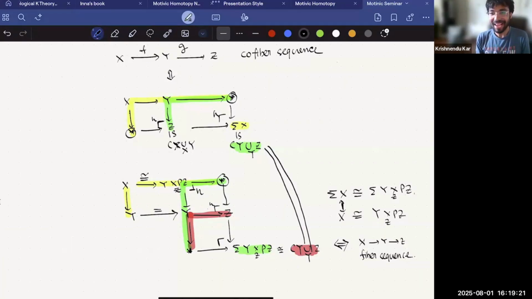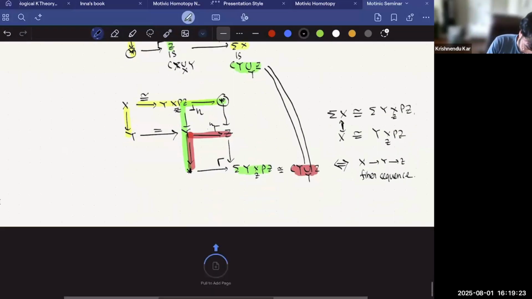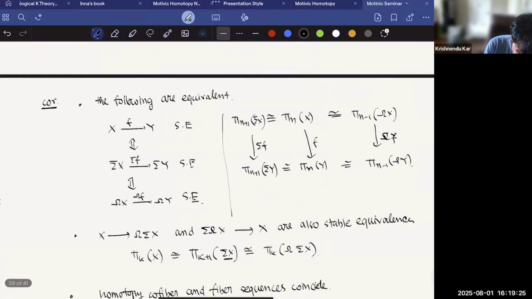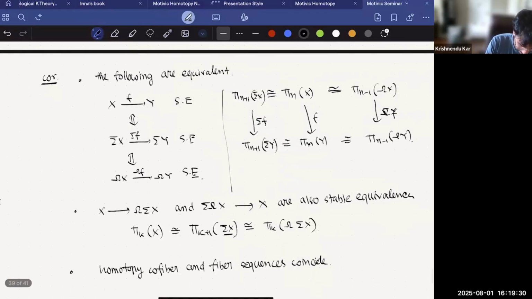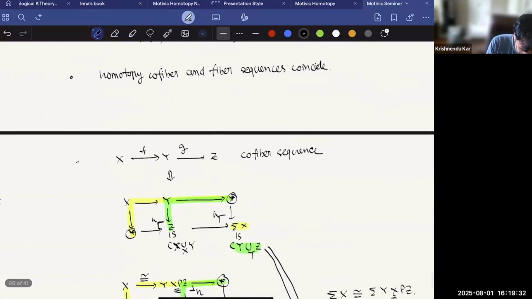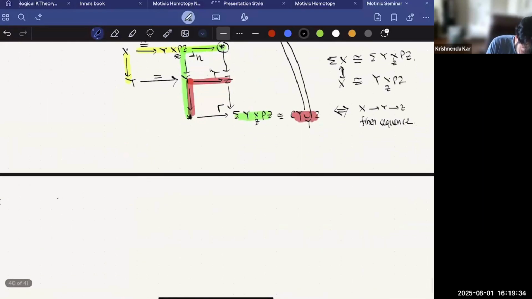Now, if I have this, then I have something more. This is the next part of this corollary. So many corollaries, just proving that suspension and loop, all of this corollary, and it keeps on going. Your homotopy push out and pullbacks coincide.